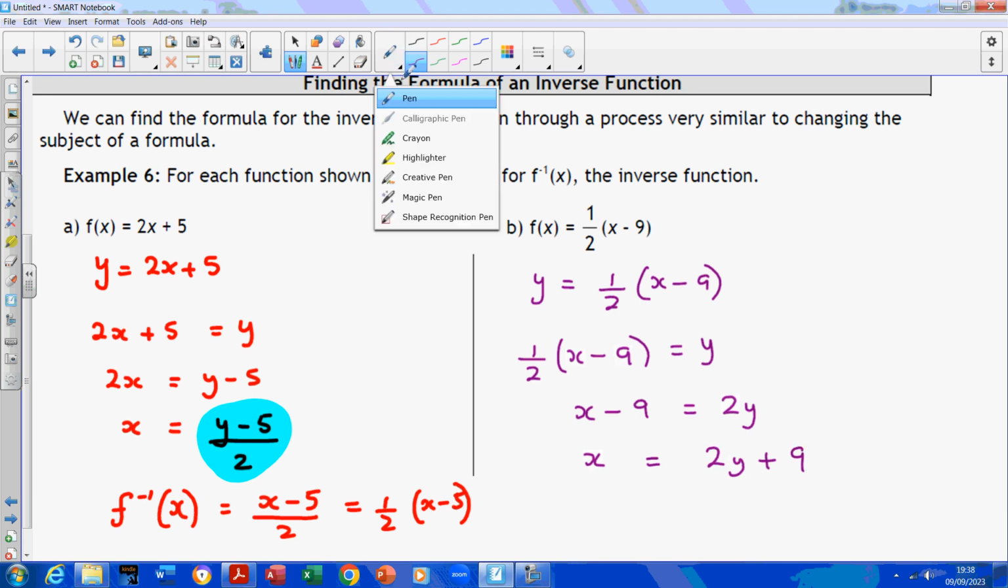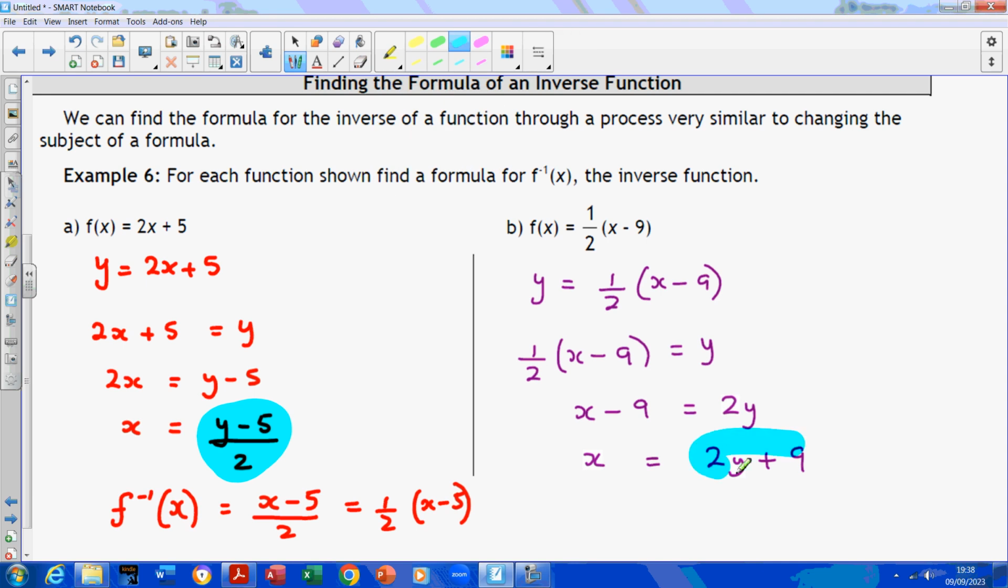That's my answer. I'm going to highlight it. There, it's there, and that's the answer there. But we don't ever write our functions in terms of y, it's always in terms of x. So we finish off by saying f inverse x is equal to 2x plus 9. And that gives me the formula for the inverse function.